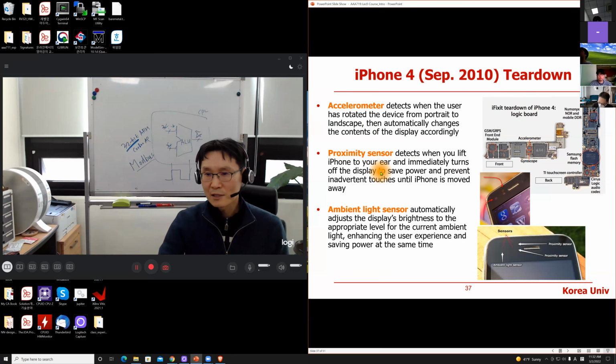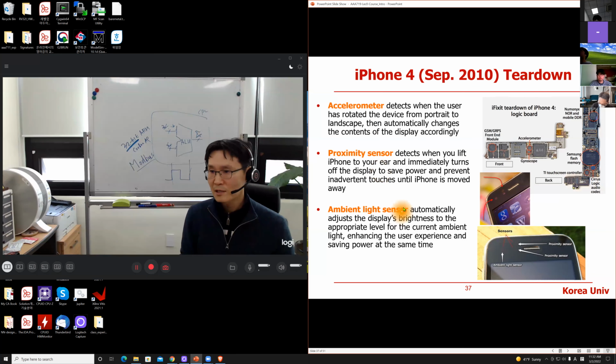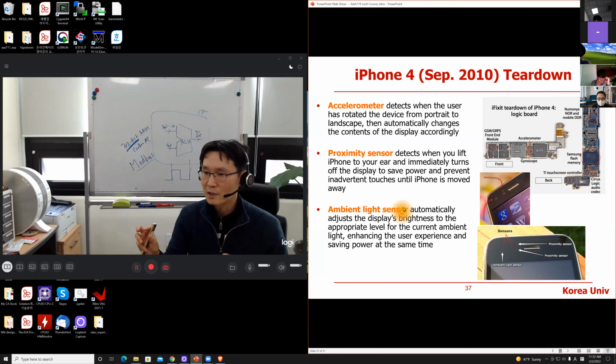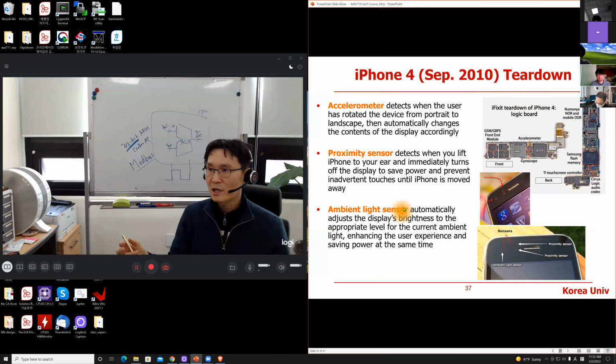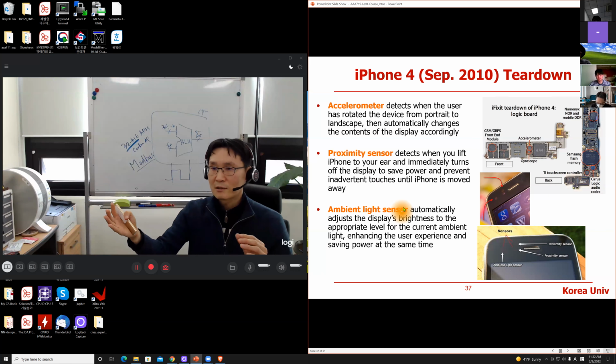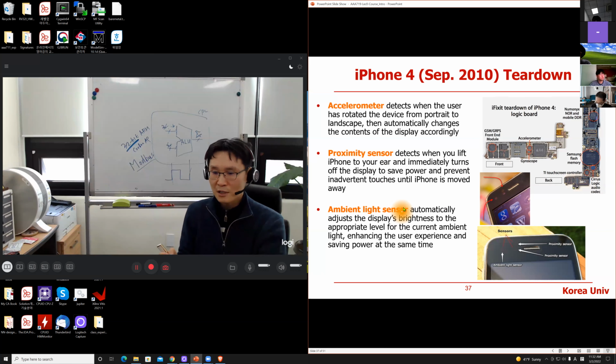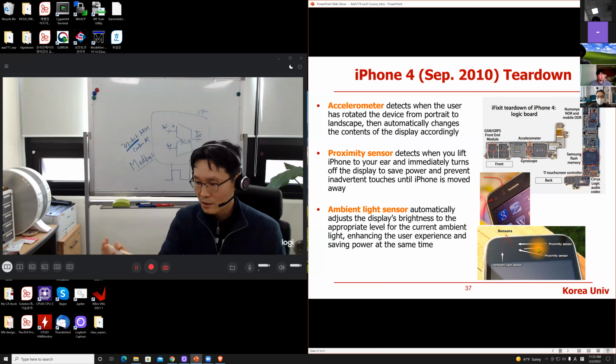And ambient light sensor. The light sensor is detecting the brightness of your environment. If it is too dark, then the screen doesn't have to be that bright. If you go to a theater, a very dark place, the screen doesn't have to be that bright. So it dims the screen to save power, right? So there are many sensors integrated in a smartphone. A sensor is taking input, and based on that, you can react, you can do something.